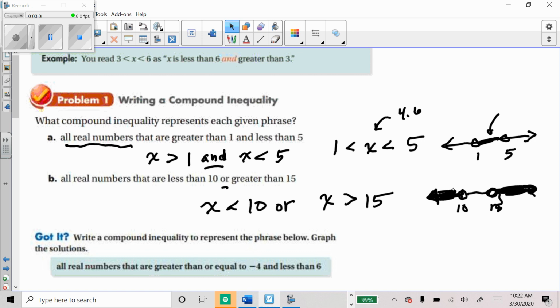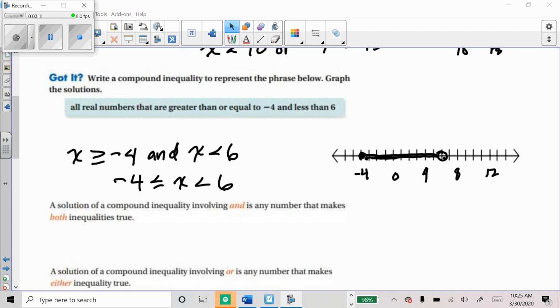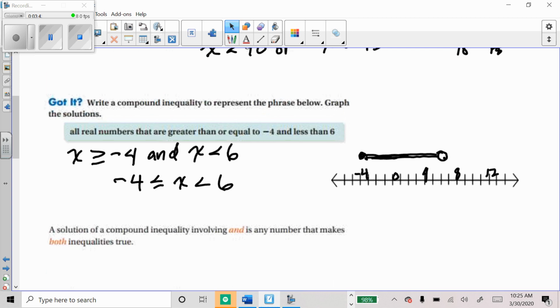Okay, I'll work out this got it part for you, but if you want to just pause here, you can. So here's what the solution to that problem looks like and how you would graph it. A solution of a compound inequality involving and is any number that makes both inequalities true. That would be a situation like the one above. A solution of a compound inequality involving or is any number that makes either true.